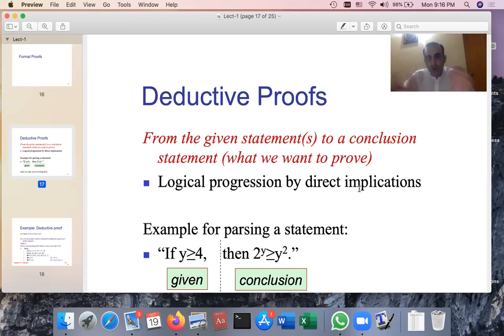And the step which is involved between these two entities, given statement and conclusive statement, is the logical progression or the logical process. It's called logical because you have to go step by step with some mathematical logic. You don't have to narrate things in theory, but you have to support your proof with the help of some mathematical statements. So that's why it's written as logical progression by direct implication.